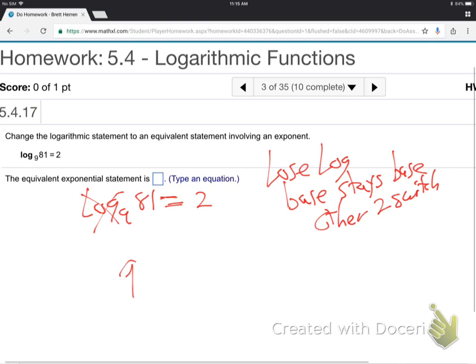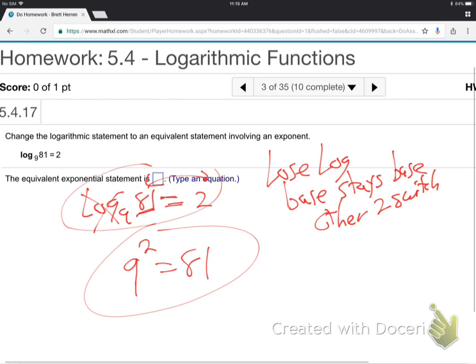So cross that out. The base, the 9, continues to be the low down number. And that looks like 9 to the 81. They switch. 9 to the 2, 81 goes there. And that's obvious. You know that, huh? 9 squared is 81. Well, the log says that's what I was saying all along in my log language. But we don't speak log language naturally, do we? So we want to translate out of log language. Good?